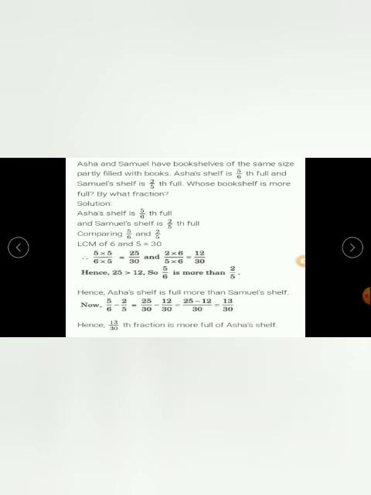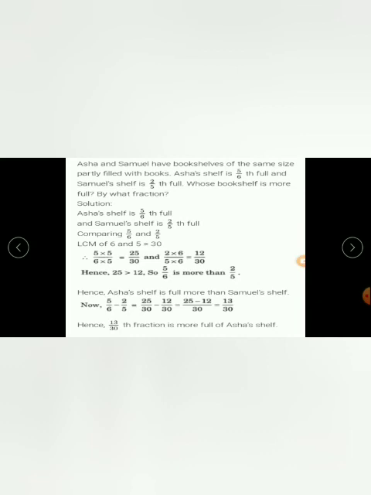Now they have the same denominators, so we can compare by the numerators. Here 25 and 12. So 25 is greater than 12, isn't it? So which fraction is greater? 5 by 6 is greater than 2 by 5. Who has 5 by 6? Asha has, isn't it? So Asha's portion is more than Samuel's. And also one more question is by what fraction? By how much is it more?